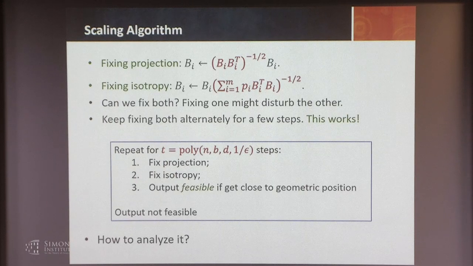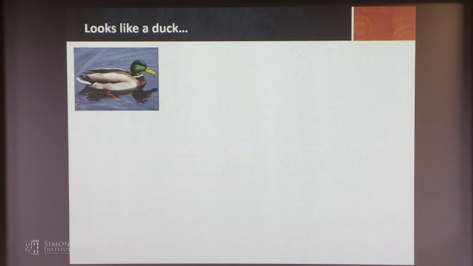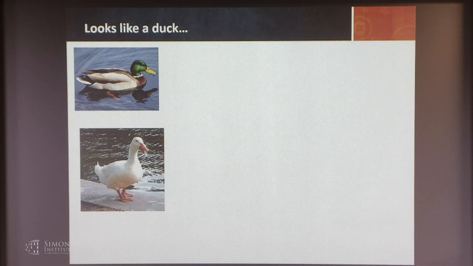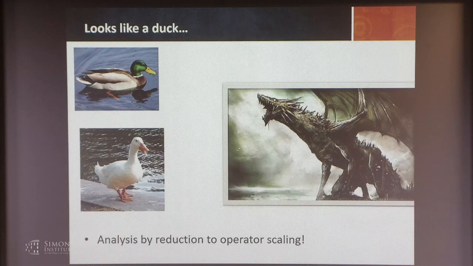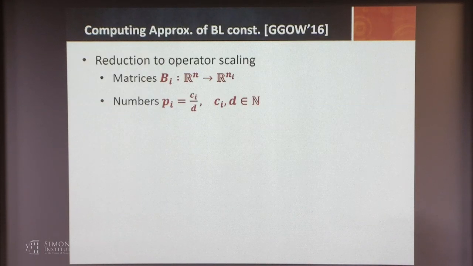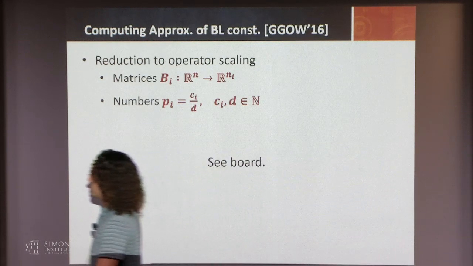But how do we analyze it? Well, usually in math, if it looks like a duck and it quacks like a duck, we can prove that it's a dragon, right? So we're going to reduce this to operator scaling. So how do we compute it? We have our matrices B_i and our numbers c_i over d, okay? And now I have 5 minutes, so great, I can do the proof real quick.